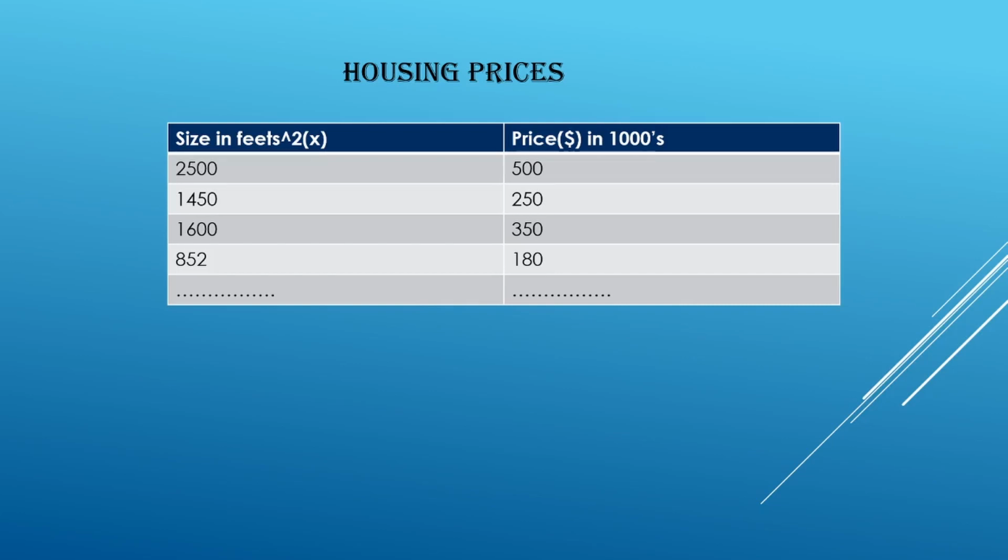How would you do that? In this case we have two variables. We have the size of the house, which is measured in feet squared, and then we have the price in dollars, which is in thousands. For example, if the size of the house is 2,500 feet squared, then the price is 500,000.